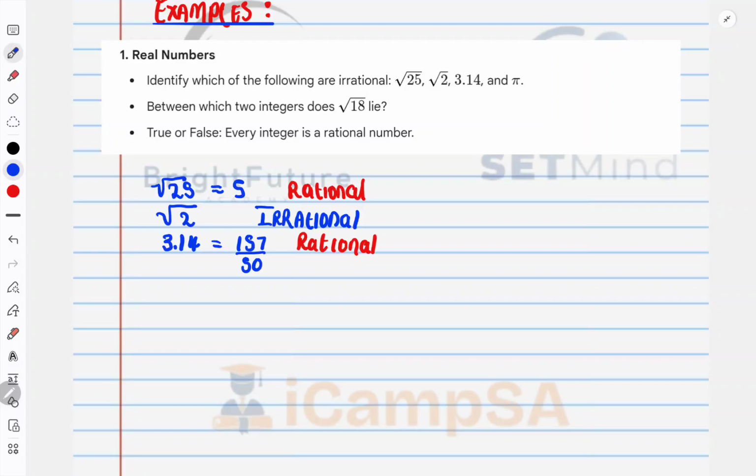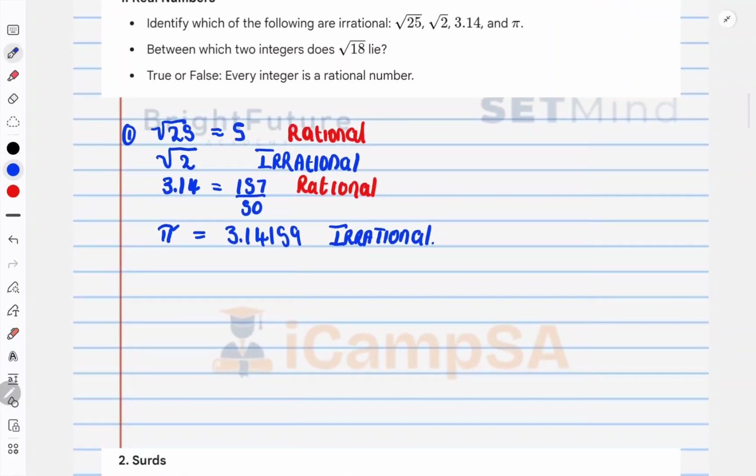And then we have pi. Pi is 3.14159, etc. It cannot be written as a fraction. So pi is what? Pi is irrational. That is number 1.